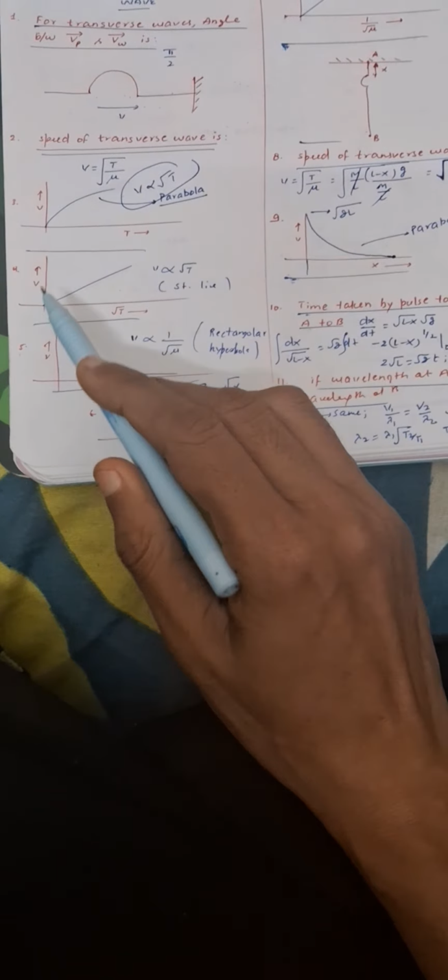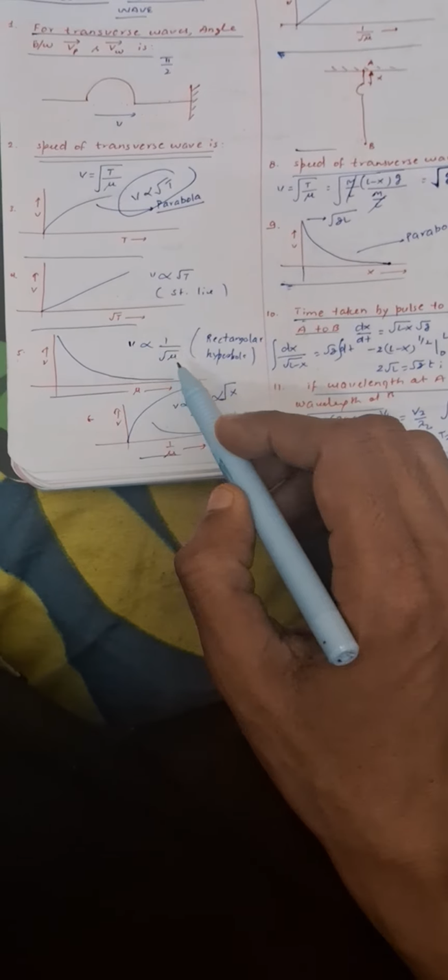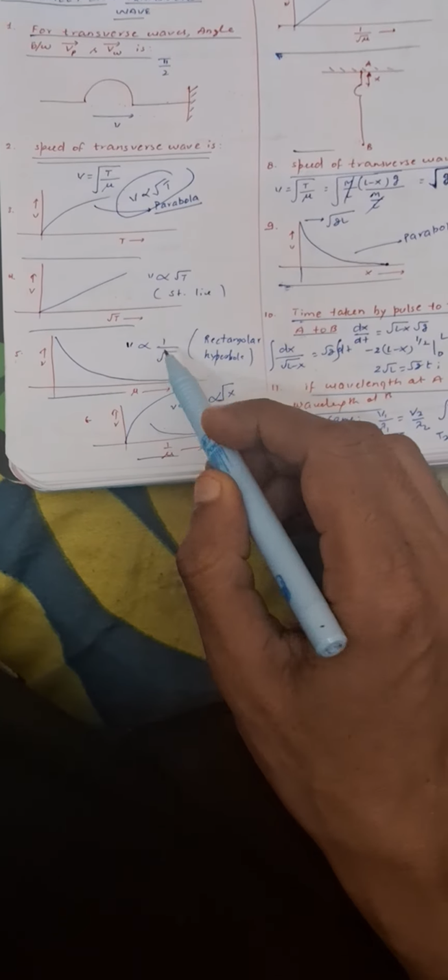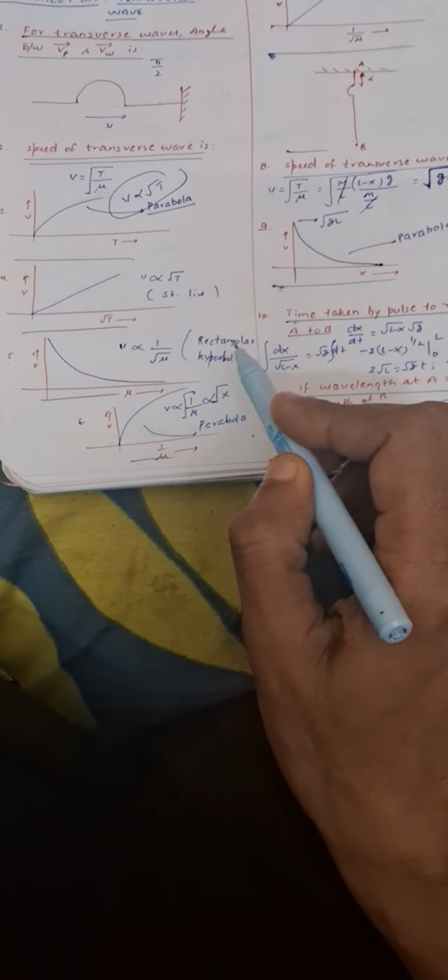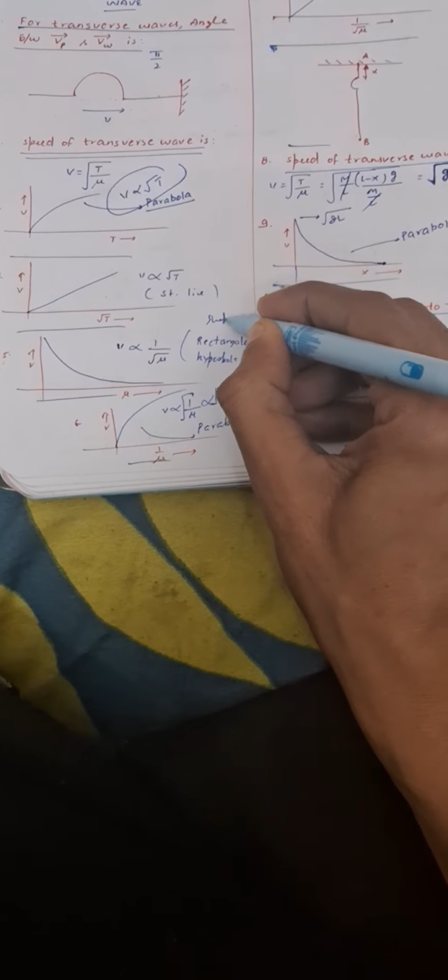Then we have a graph between V versus root T. The graph between V versus root T will be a straight line as shown in the figure. Then is the graph between V and mu. V is proportional to 1 by root mu. That means the graph will have a shape like a rectangular hyperbola. It is shape like, because the exact equation is that V should be proportional to 1 by root mu.